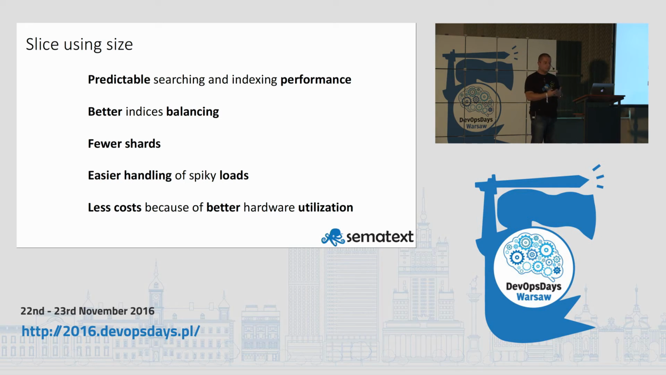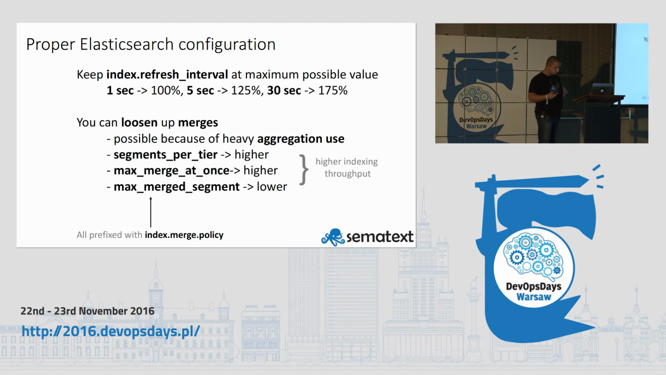So to summarize size-based indices, it's better for index balancing, you will end up with fewer shards, and it's easier for Elasticsearch to handle. And of course, that gives us better cost in terms of how the hardware is utilized.